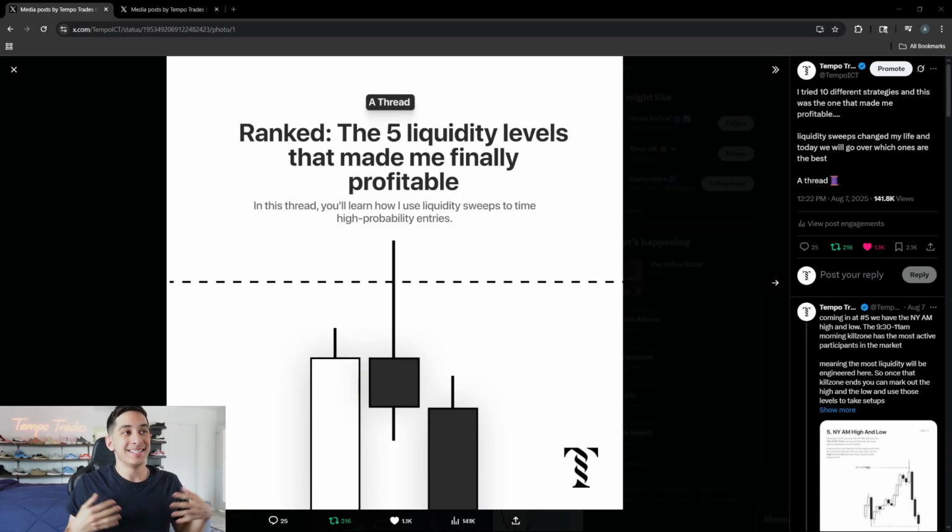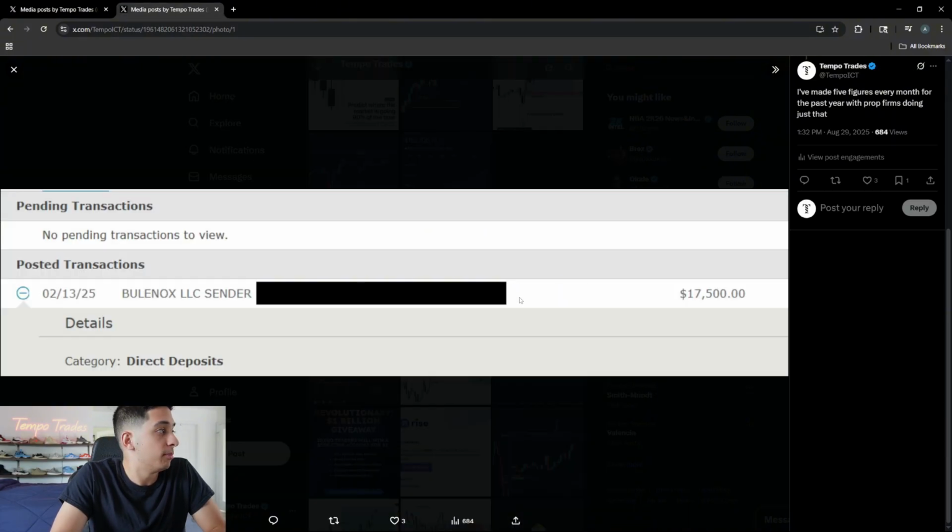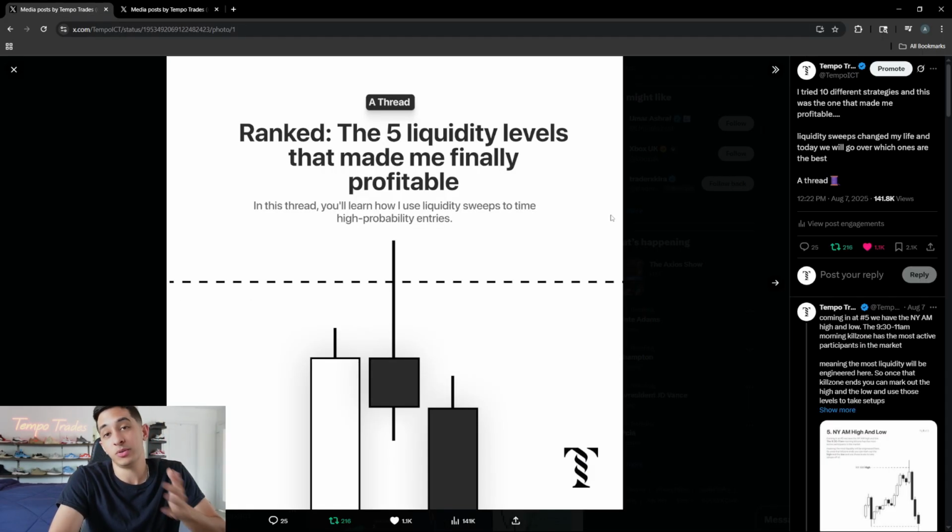Tempo Trades. In today's video, we are going to go over my favorite liquidity levels, what makes them powerful, and what has actually enabled me to get some pretty big payouts. I post these payouts on my Twitter, and here's just an example of one of them, a $17,000 payout from Bullknock. So liquidity sweeps definitely changed my life. I've traded many different models, and nothing has been this consistent. So let's get into it.